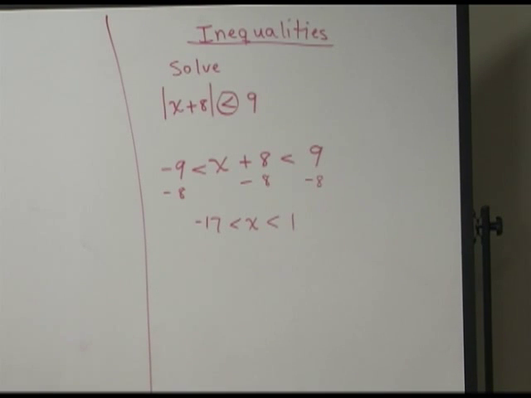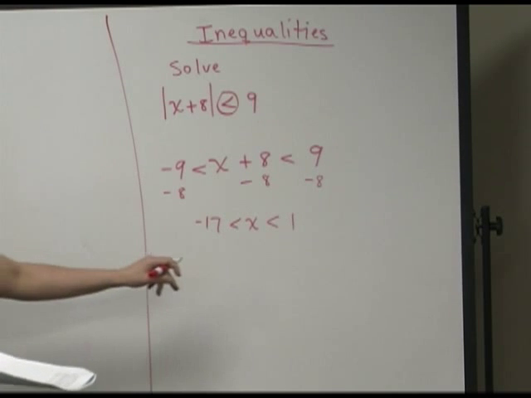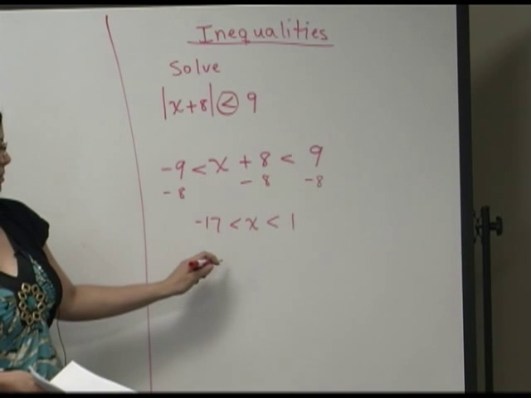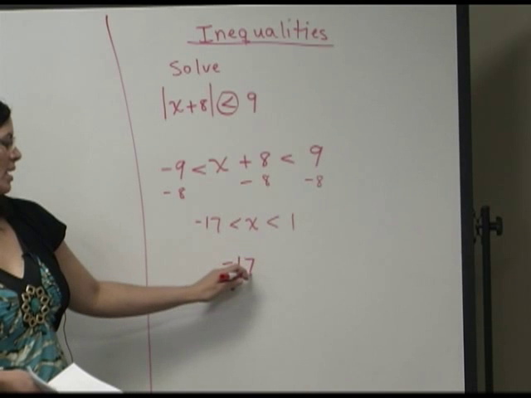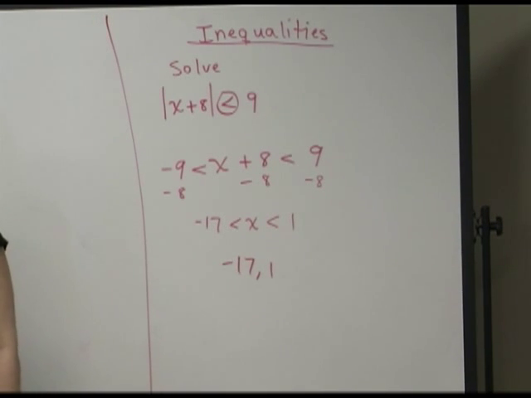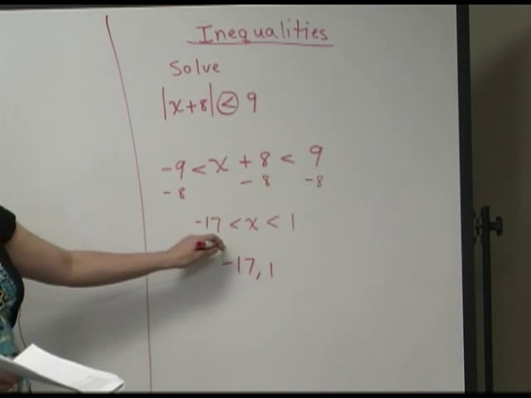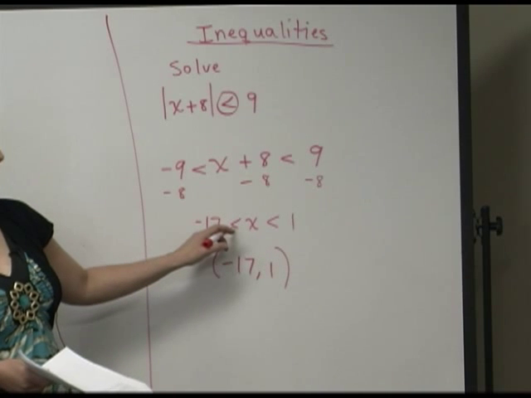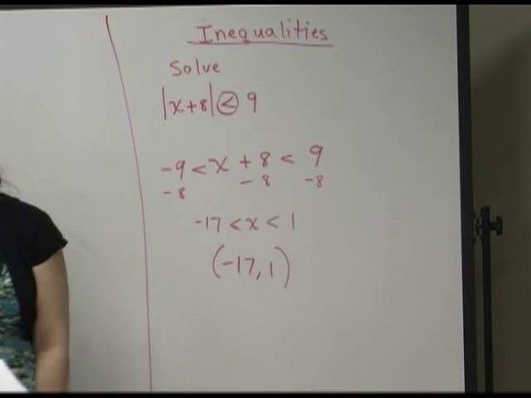So x is in between -17 and 1. We write that in interval notation. Normally, we write inequality solutions in interval notation. So which are my endpoints? I'm going from -17 to 1. Am I including any of those two? No. So I use parentheses, because I don't have an equal sign.